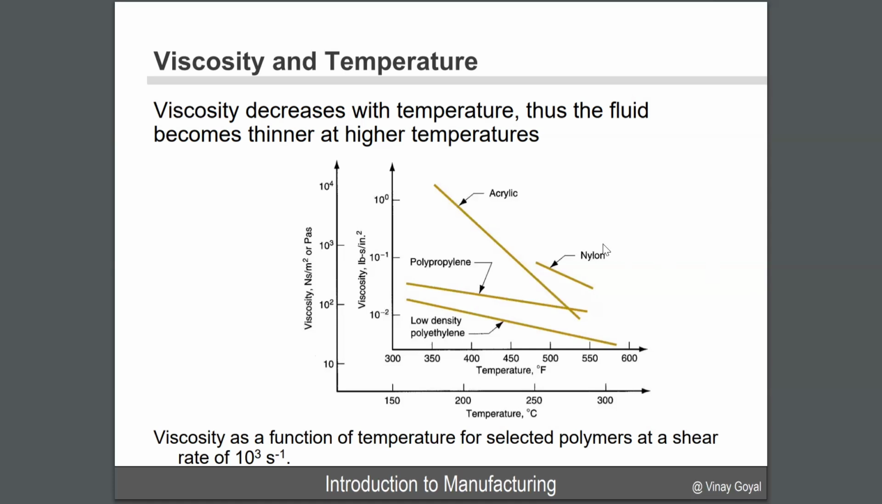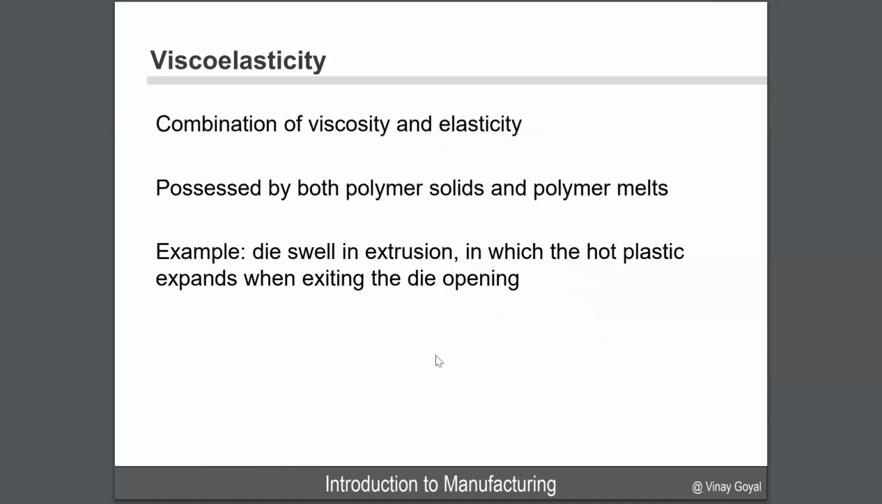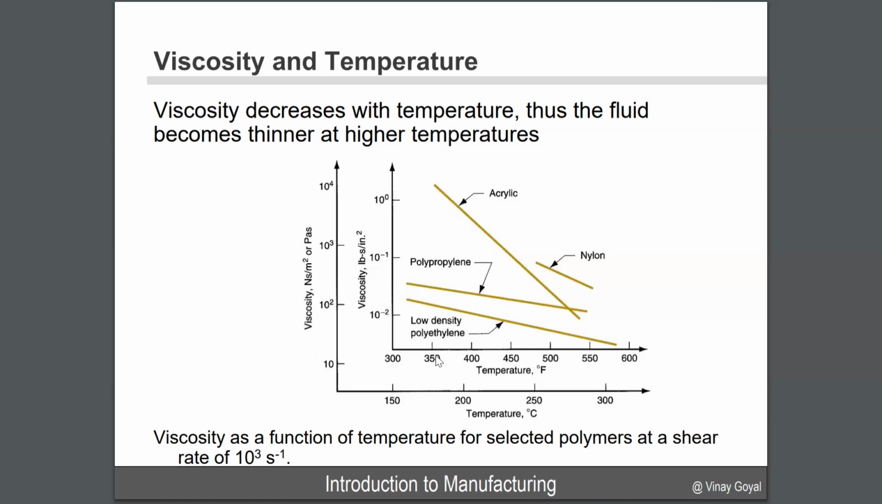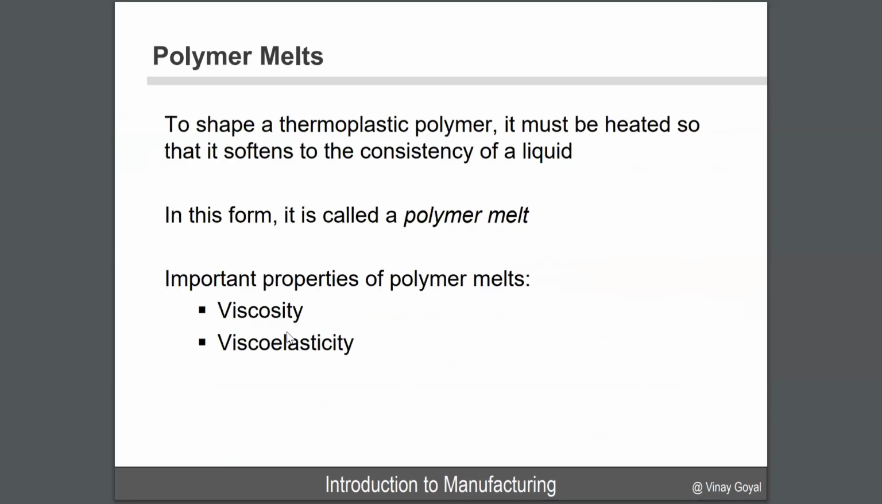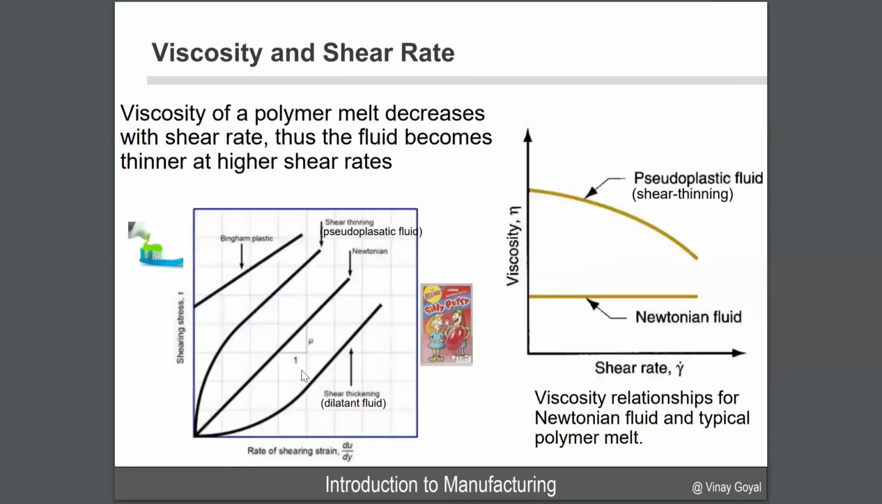And so what you notice here is that nylon, acrylic, and all these different materials behave quite differently with temperature. Polyethylene, you can see, has a lower viscosity than, for example, nylon or acrylic. So this was viscosity, right? This viscosity here that I was talking about. And I told you there's another property called viscoelasticity, which is what I'm going to cover now.